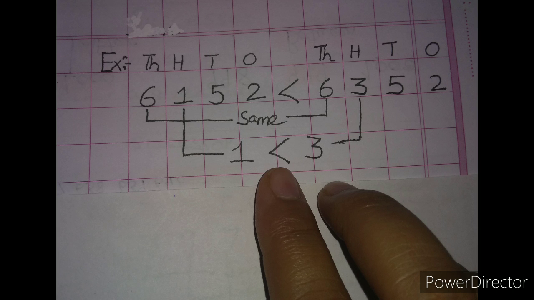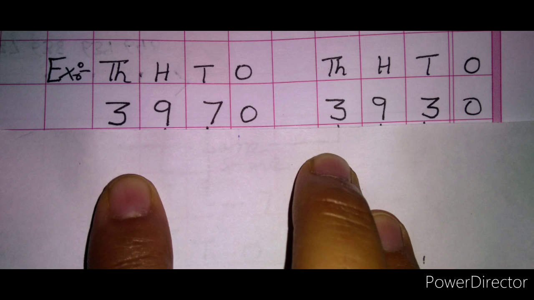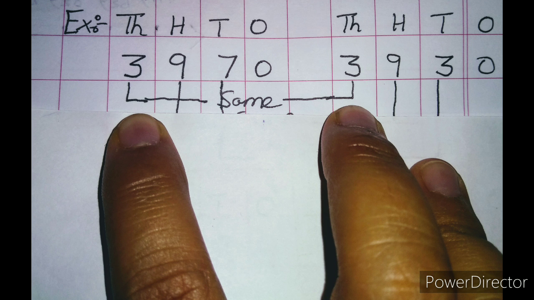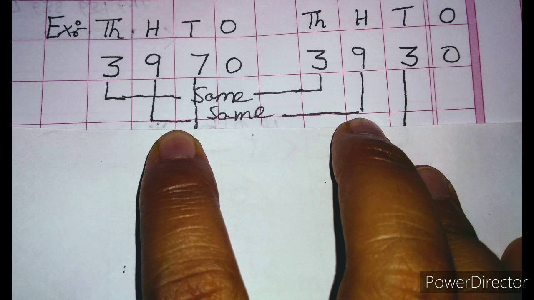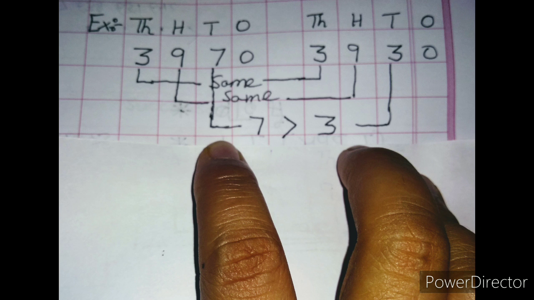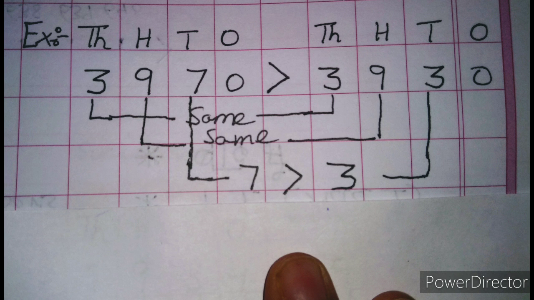Now the next example is 3970 and 3930. Here in the 1000 place both sides it is 3. In the 100 place both sides it is 9. And in the tens place the left side is 7 and the right side is 3. So 7 is greater than 3. So alligator now will open its mouth towards left side, that is towards 3970.